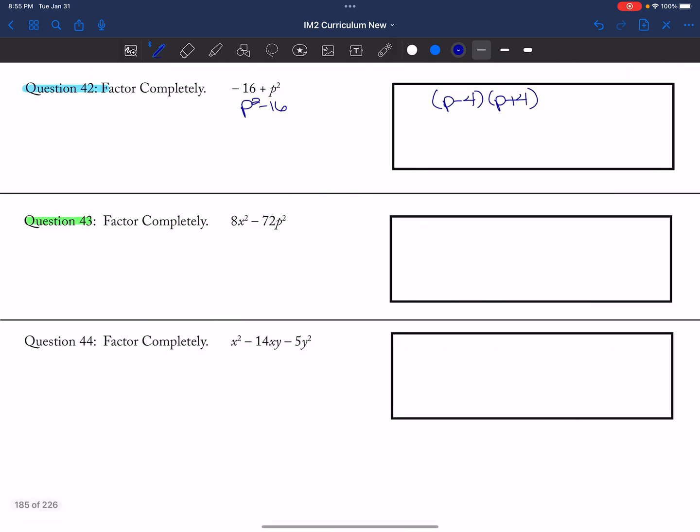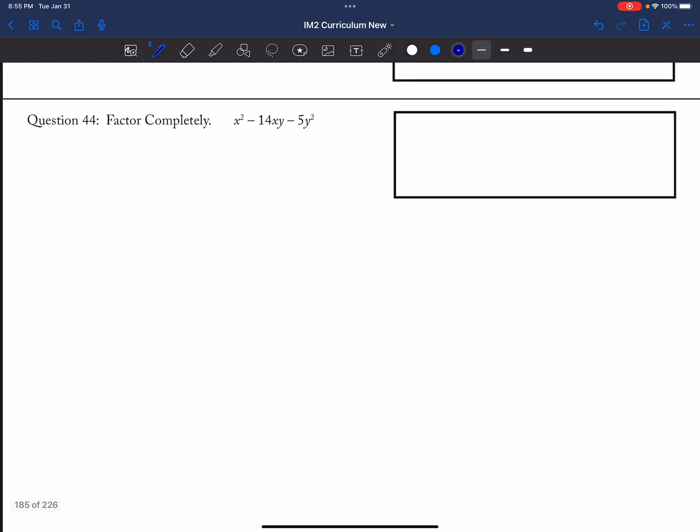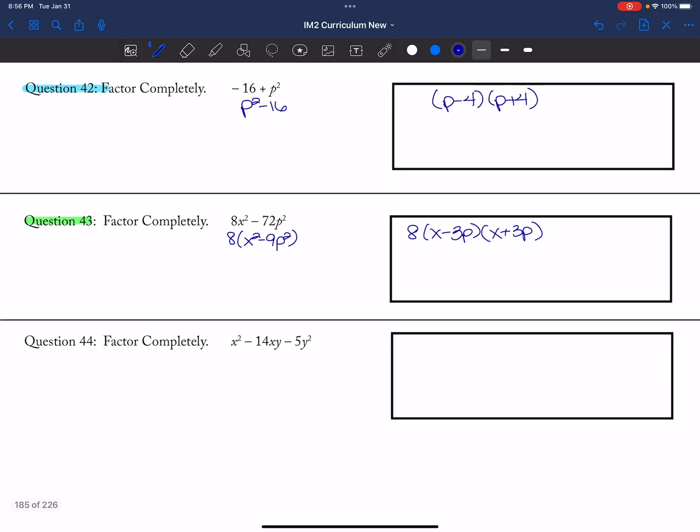Okay, and then 8 is a factor, so x squared minus 9p squared. So then that factors to a difference of squares, so 8 times x minus 3p and x plus 3p. And then that is it for all the odd numbered questions.